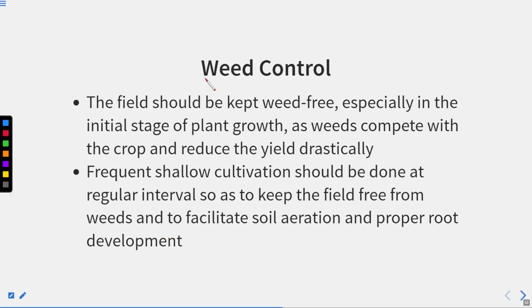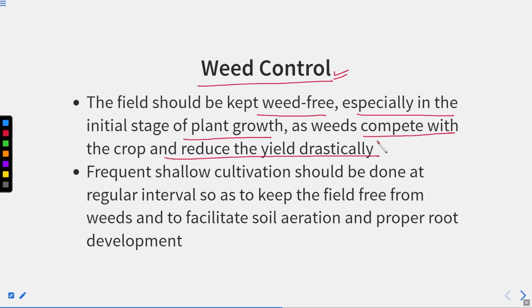Weed control. Now, this is very, very important. Along with the plant, some weeds also grow. So the field should be kept weed free, especially in the initial stage of plant growth, as weeds compete with the crop and reduce the yield drastically. They compete for nutrients, for water, and for sunlight, right? And it reduces the yield of the crop if it is grown along with weeds. So weeding is very important and weeds should be removed.